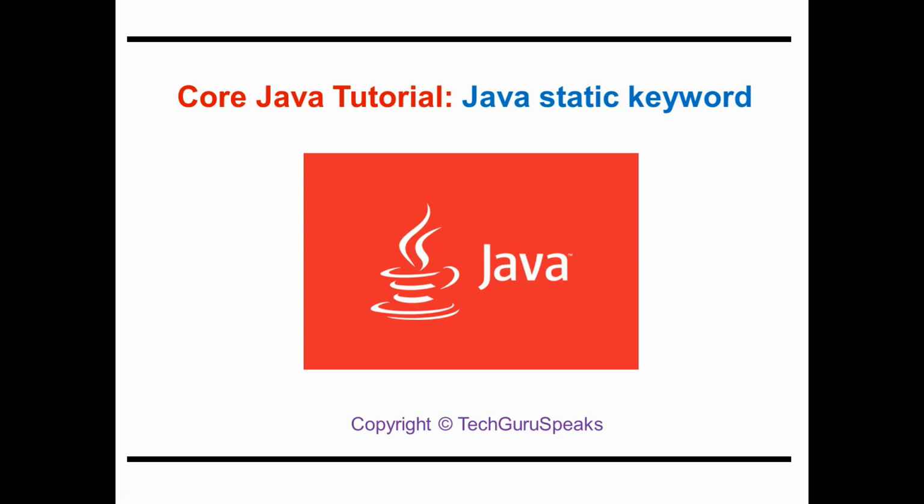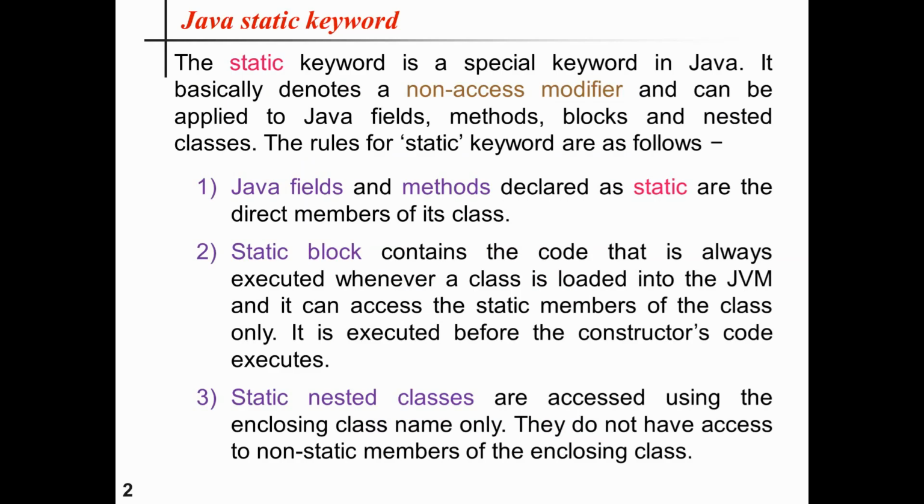Today I would like to describe the Java static keyword. This is one of the important keywords of Java programming. The static keyword is a special keyword in Java and it can be used as a non-access modifier because it is not related to access modification like public, private or protected. This keyword can be applied to Java fields, methods, blocks and nested classes.